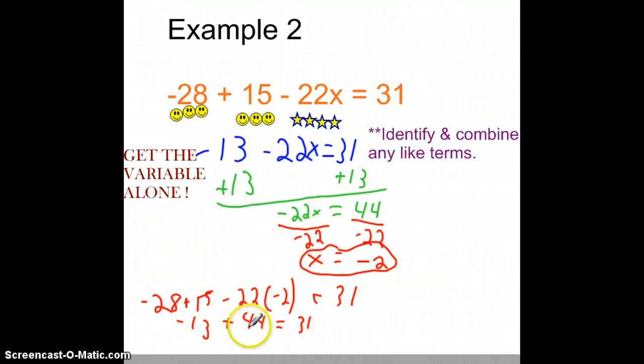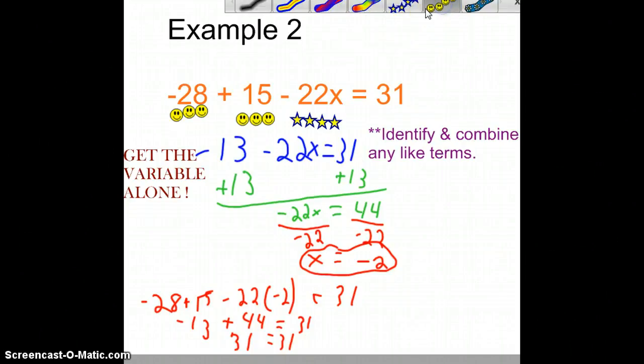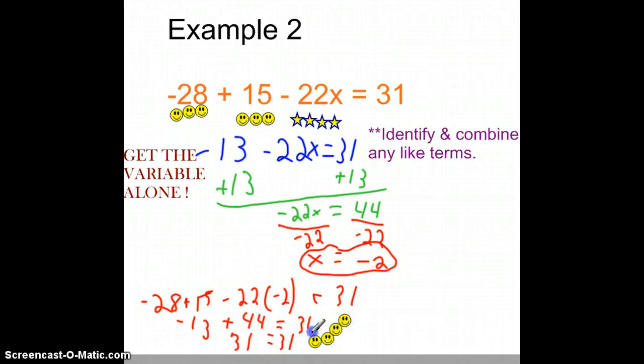Negative 13 and positive 44, different signs, take the difference. The difference is 31. 44 is bigger and it's positive, so we keep that positive sign. 31 equals 31. That checks out. So we are all good. That's our check. Hopefully this helps you. Again, think about identifying those like terms and combining them first as we work to get the variable alone. See you guys in class. Bye-bye.